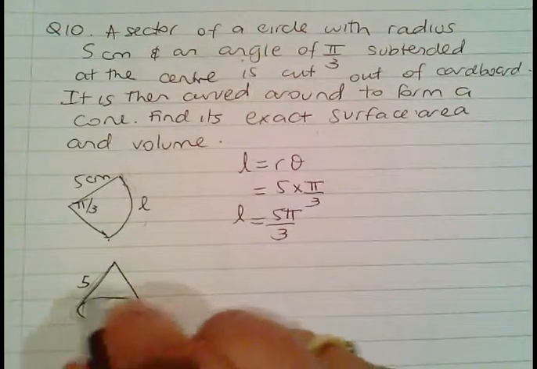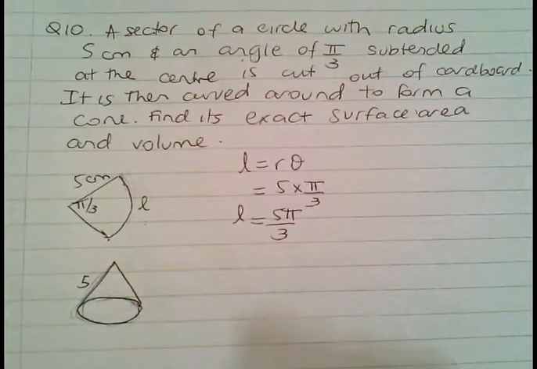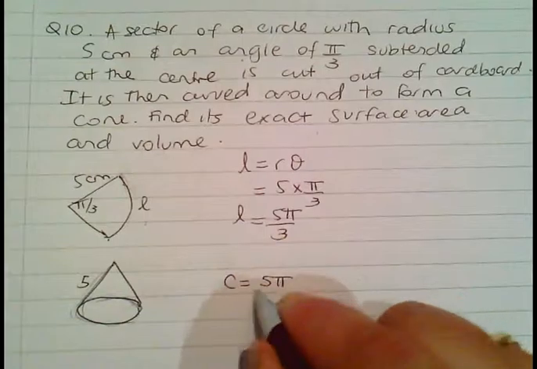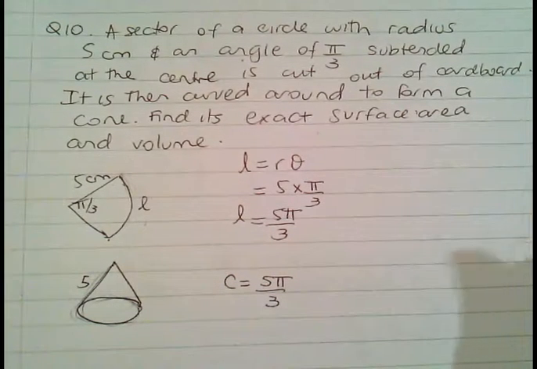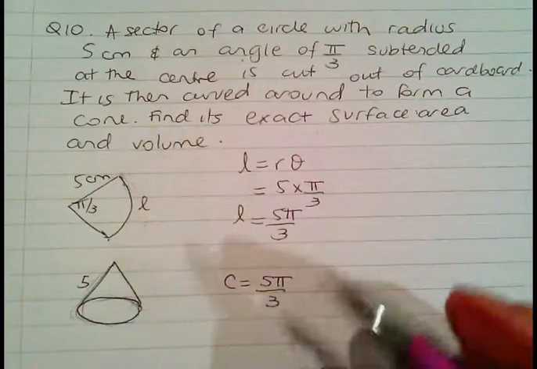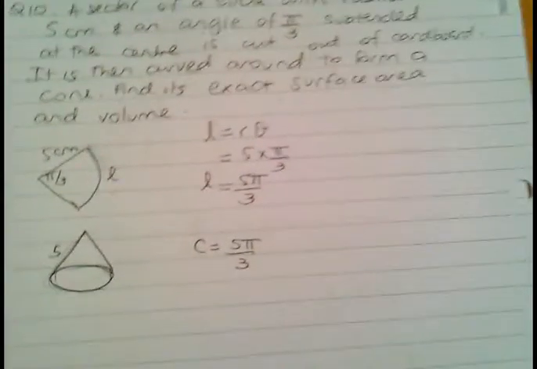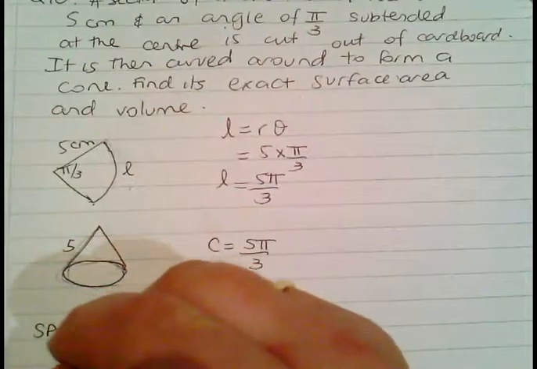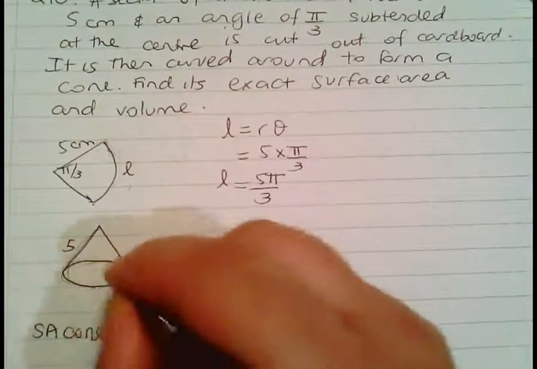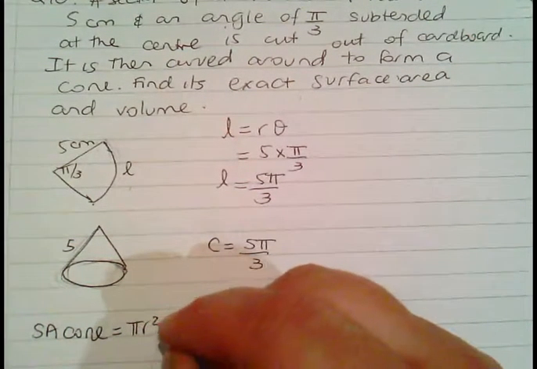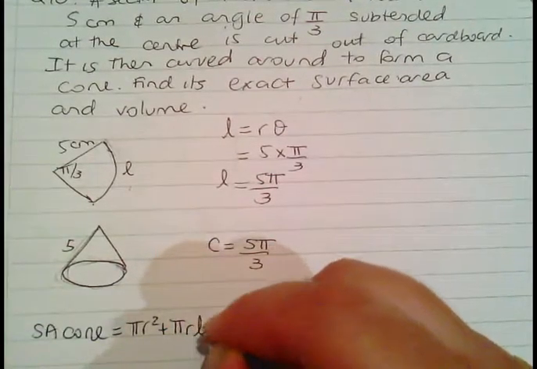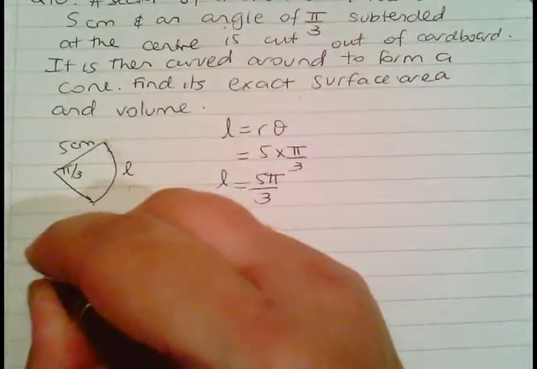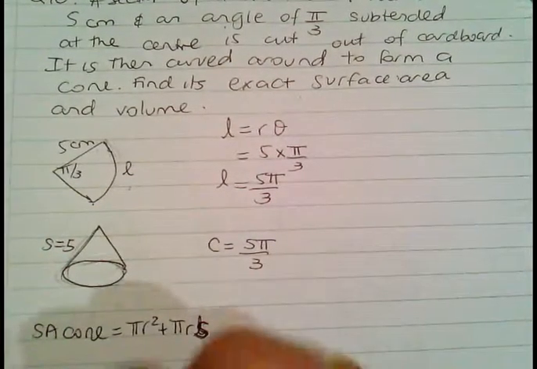So this distance around here now is L, which is 5 pi on 3. So basically the circumference of the circle down here is 5 pi on 3. Now, to find the surface area and volume of a cone, we should write out what the formulas are. Surface area of a cone is the area of the base, which is pi r squared, plus pi r l, well, I'll call it pi r s, sorry, where s is this slant height here.